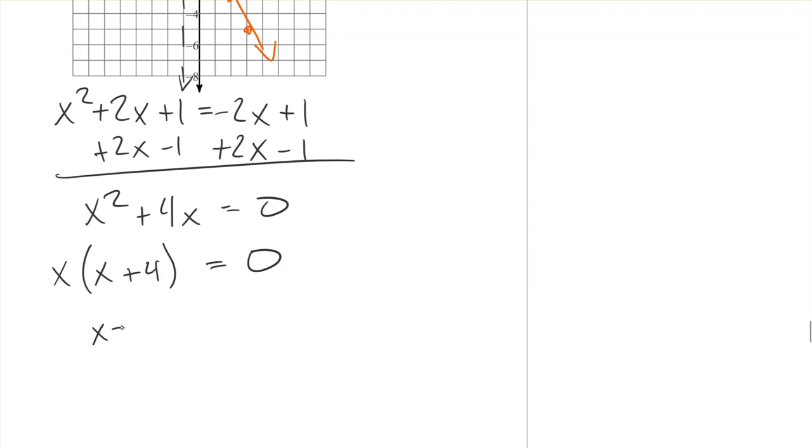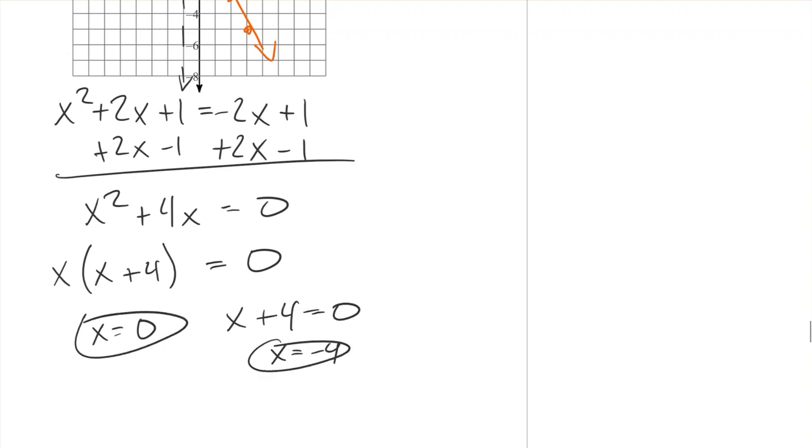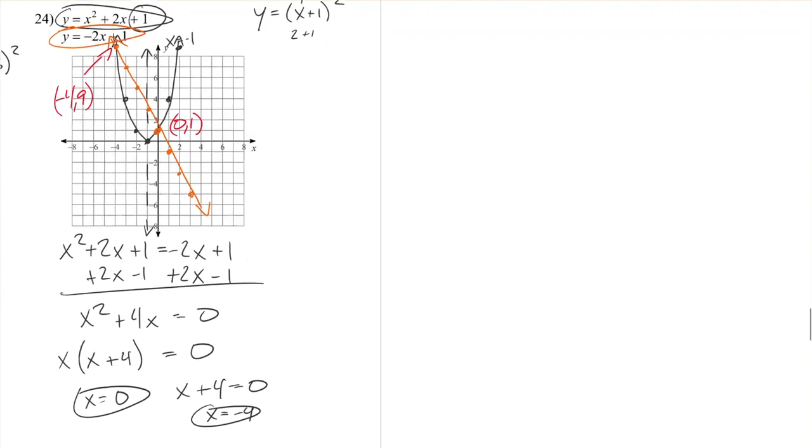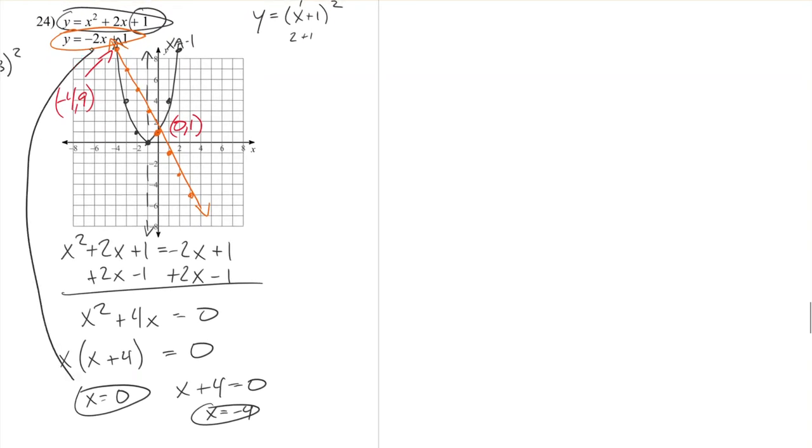Zero product property says x equals 0. It says x plus 4 equals 0, so x equals negative 4 and 0, right? We're going to sub this back in. Well, we already know that when x is 0, we were at 1, so that was 0, 1. That was one of our solutions. And when x is negative 4, we're up here at 9. Negative 4, 9. That's our other solution. Negative 4 times negative 2 makes 8, plus 1 makes 9.